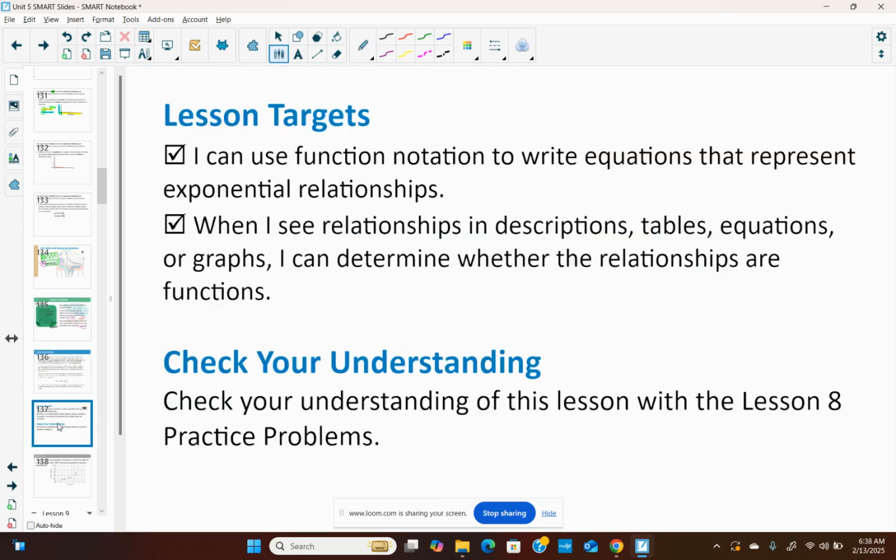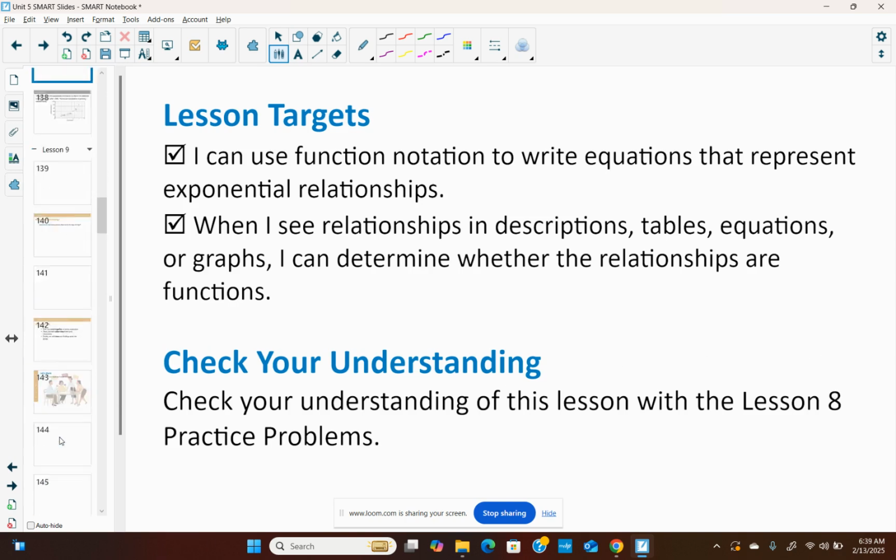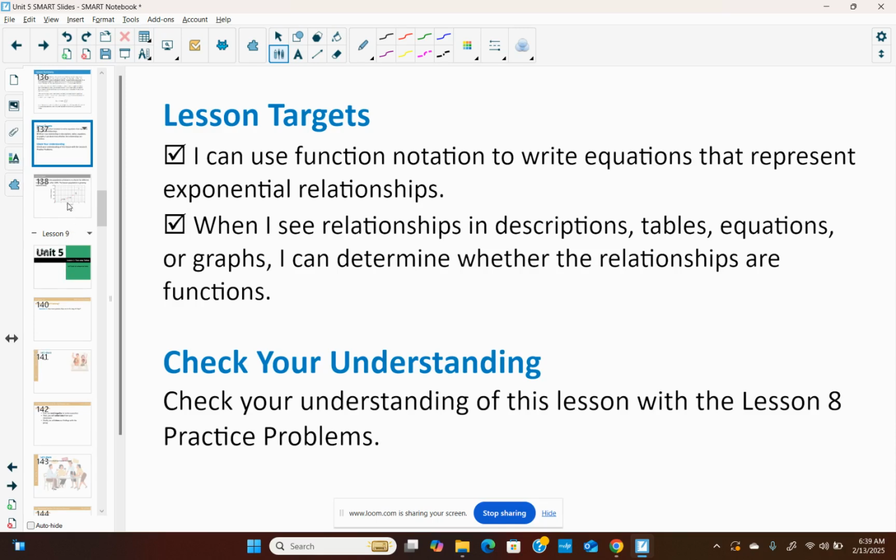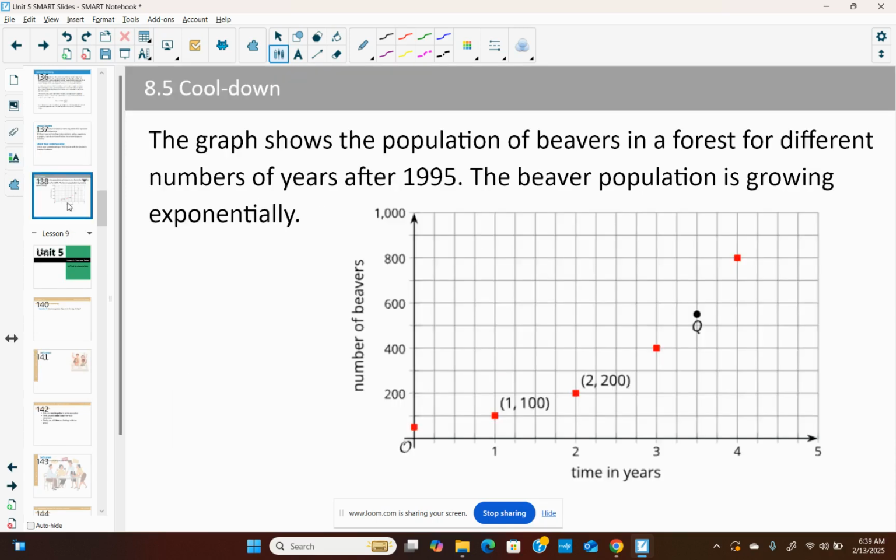So here are the lesson targets for today. Can you use function notation to write equations that represent exponential relationships? And when you see relationships in descriptions, tables, and equations or graphs, can you determine whether the relationships are functions? So those were the goals for today. You can work on check your understanding by doing your lesson 8 practice problems in the pages after this in your book. You can also try this cool down to see how you're doing. And if you have questions on it, be sure that you ask your teacher.